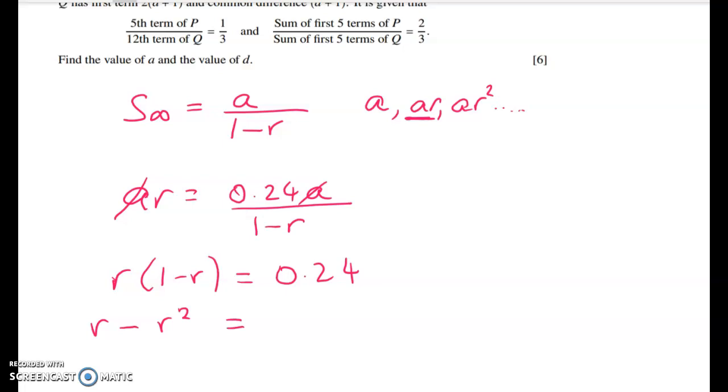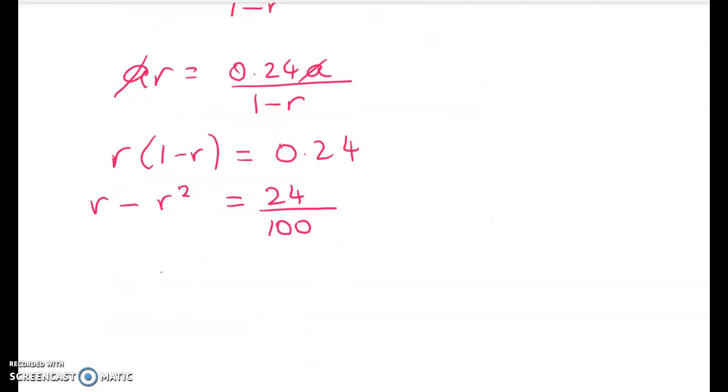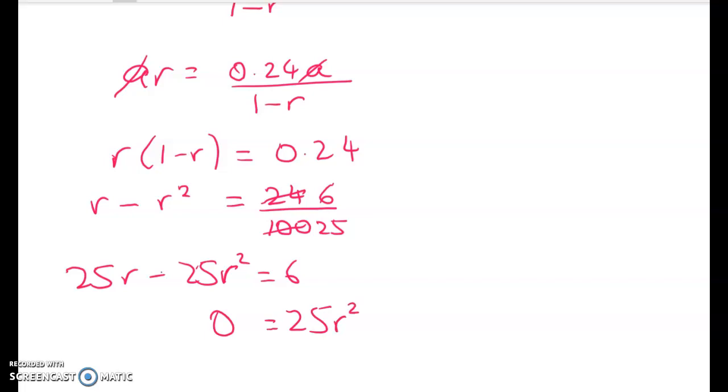So R minus R squared is equal to 0.24. Now we've got a quadratic, that's going to be a pain in the neck to solve. So we might just make that 24 over 100 and go from there. I'm going to simplify that fraction first up. So that's 6/25, so I've got 25R minus 25R squared is equal to 6. You can see that we've got a quadratic, so we're going to end up with 0, 1 or 2 solutions. So 0 is equal to 25R squared minus 25R plus 6.